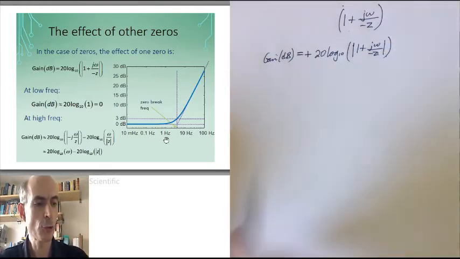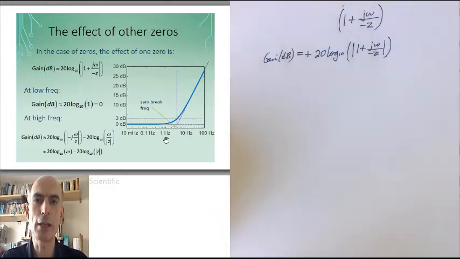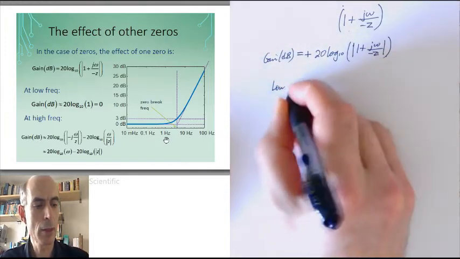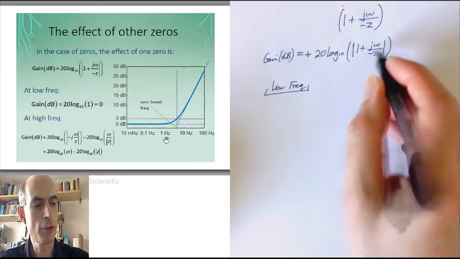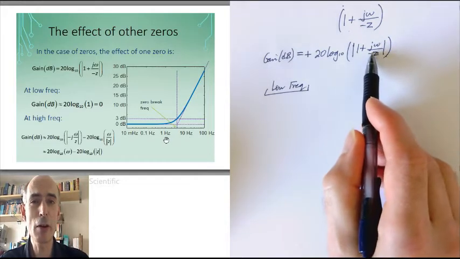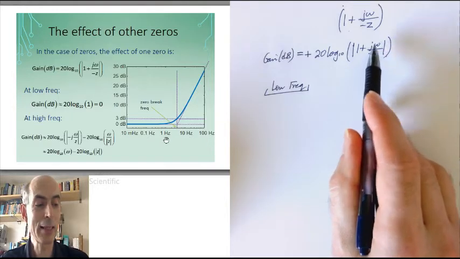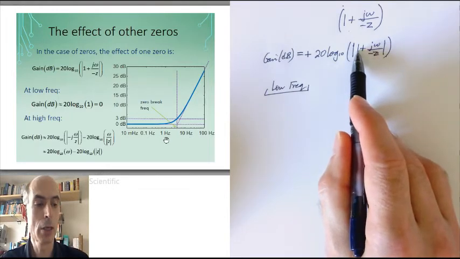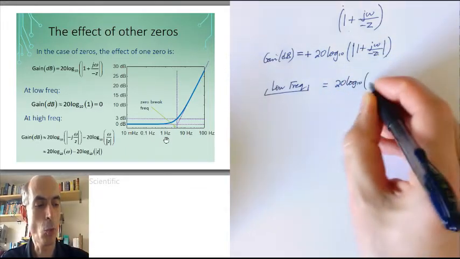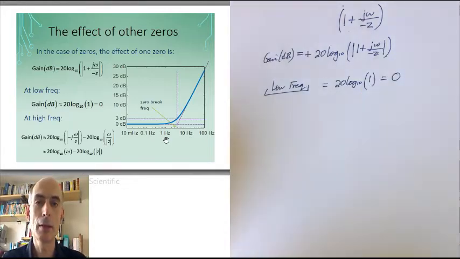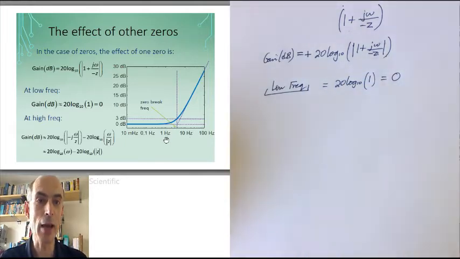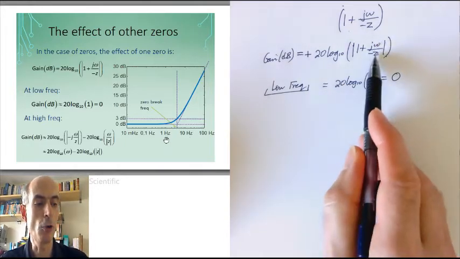So let's look at those low frequency and high frequency limiting cases. At very low frequencies, we'd have the useful fact that this term here, the j omega over minus z term, is very, very small. So small that we can neglect it in comparison with the 1. So we would just be left with 20 log 10 of 1, and that's 0. In other words, in terms of dBs, this zero doesn't have any effect for frequencies a long way below the modulus of z.